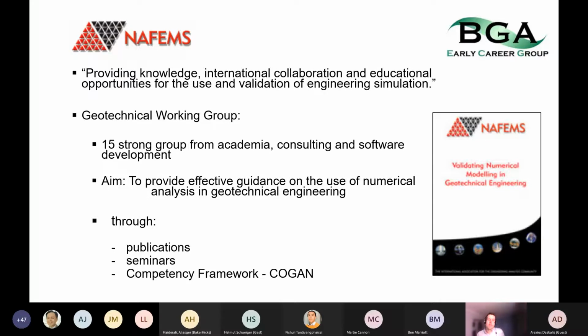Under this umbrella, there are several technical working groups, and one of them is the Geotechnical Working Group. We are 15 people strong. We recruit ourselves from academia, consulting, and software development. Our aim is to provide effective guidance on the use of numerical analysis in geotechnical engineering. We do this through publications. You see there on the right a publication that came out in the past few years on validation. We do seminars like tonight. And there's also the competency framework COGAN, which I will say more about.